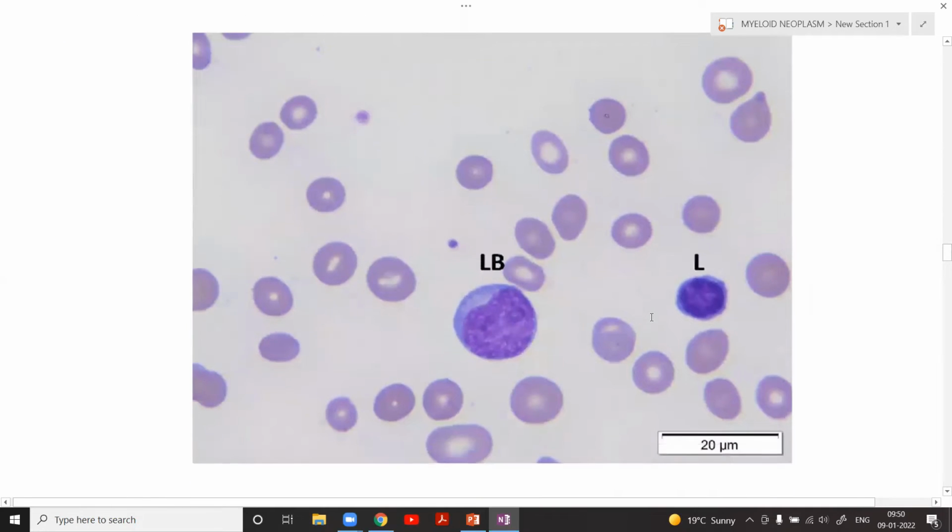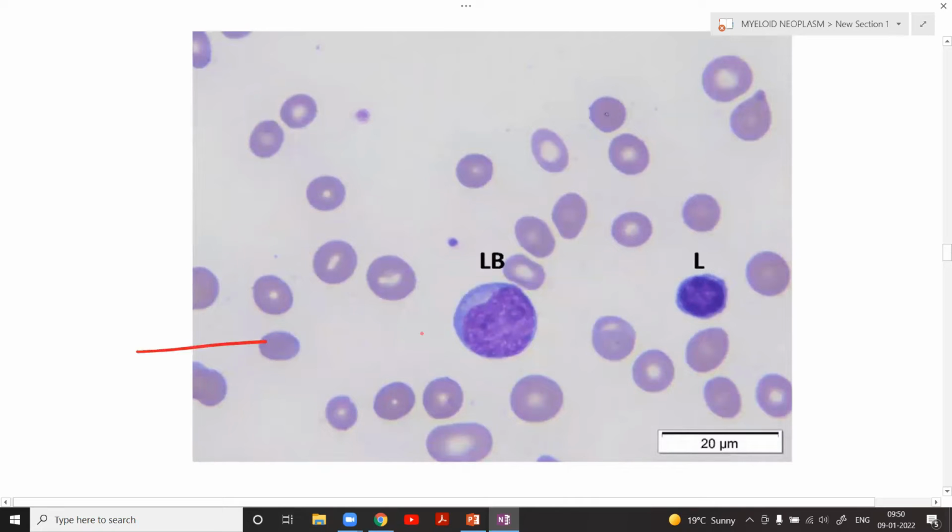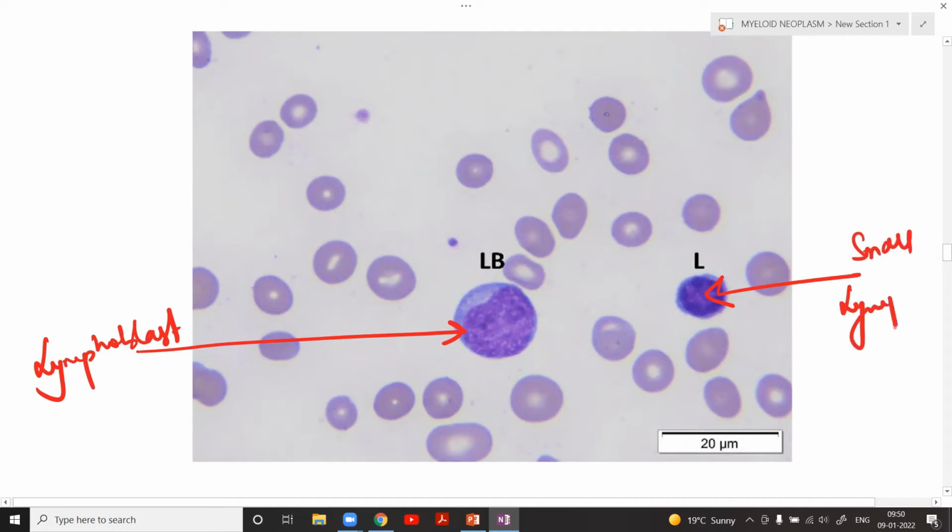So let me just show you this particular image. You tell me what this is, what this is, and what the difference is. This is basically a lymphoblast, and this is a normal small lymphocyte in a peripheral blood smear. Let us see the points of difference between the two. Absolutely, the lymphoblast is larger in size as compared to a small lymphocyte. How do you judge the size of a small lymphocyte? The nucleus is about the size of a normal RBC. That is how we judge the size of a small lymphocyte.